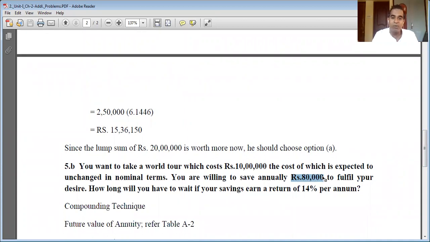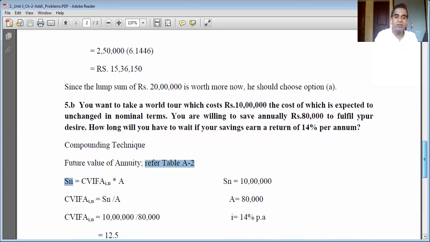Small n we have to find out. Okay, so we are going to use the compounding technique with future value of annuity. So we are going to refer to table A2. Now, how we go ahead with the problem, please pay attention.